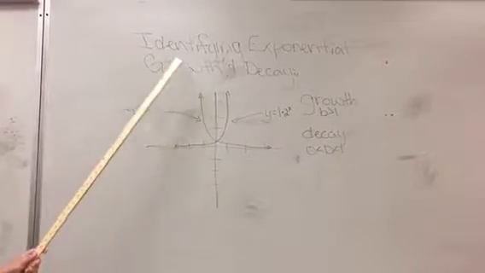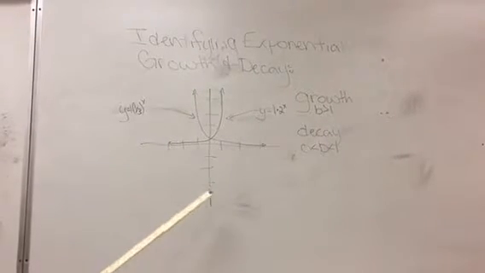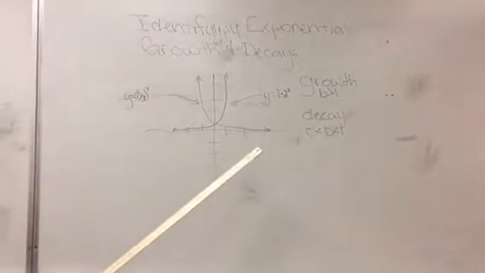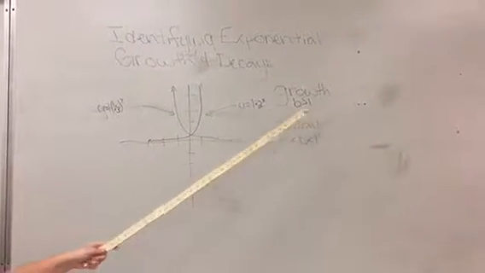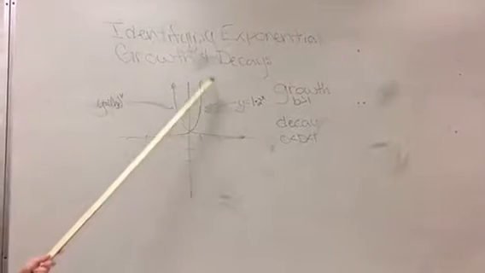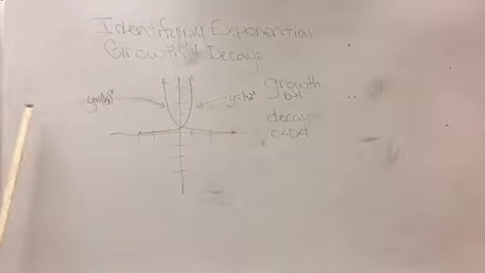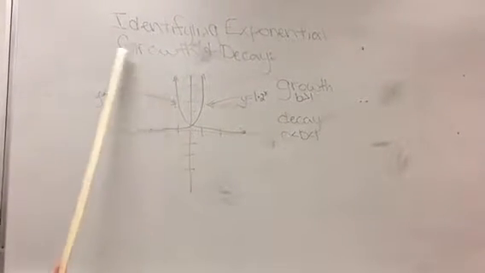Okay, so now we're identifying if the graph is going to be an exponential growth or decay. To first start finding if it's going to be a growth or decay, you want to find b and see if b is greater than 1, it will be a growth, like this. And if it's greater than 0 but less than 1, it will be a decay.